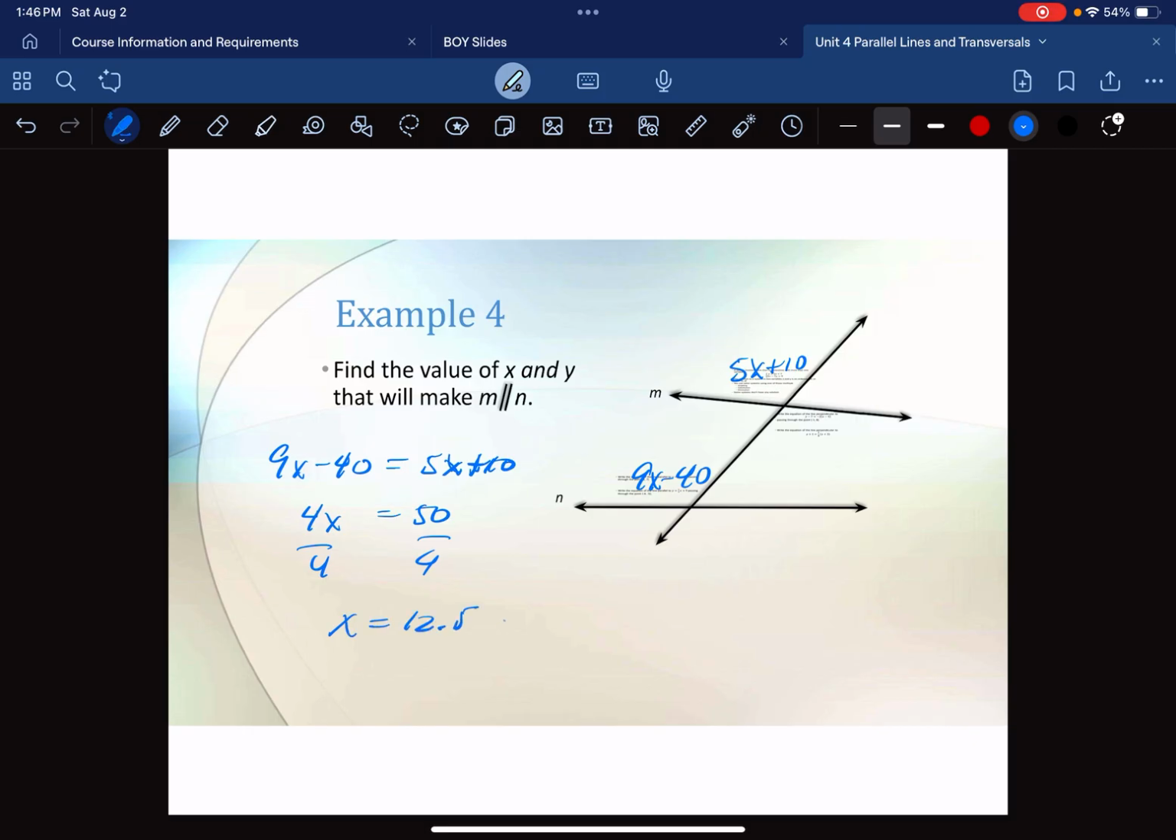So if x is 12 and a half, there's no y. If x is 12 and a half, then we've got parallel lines there, M and N. Okay.